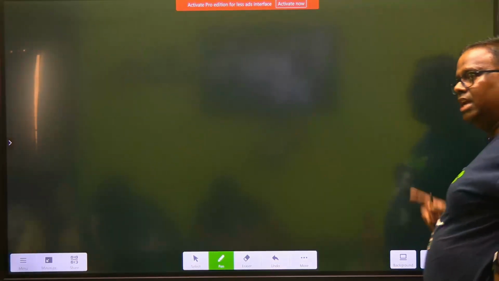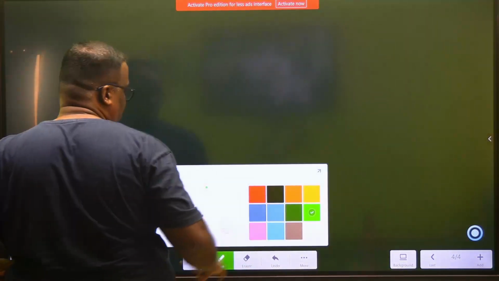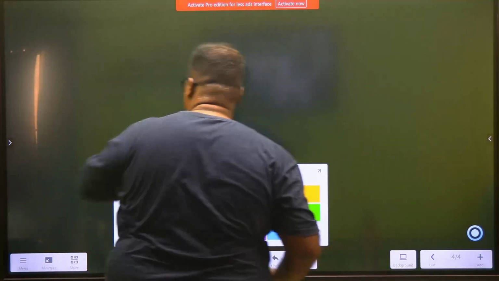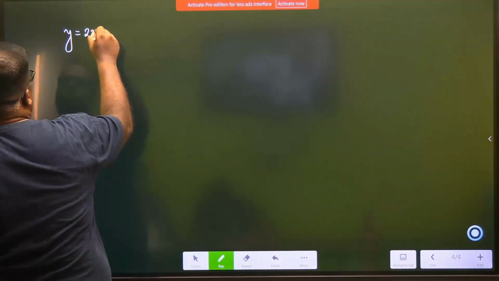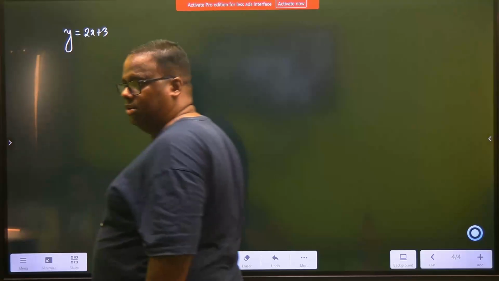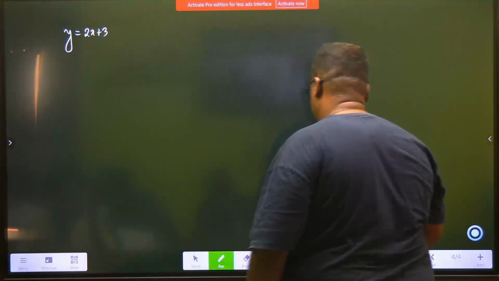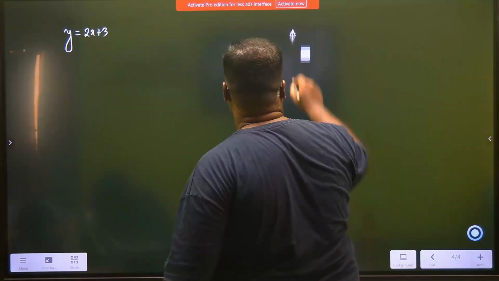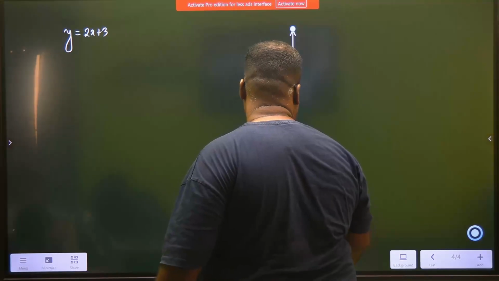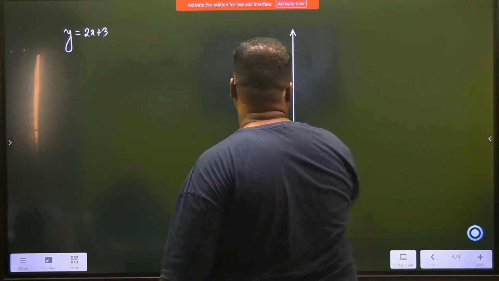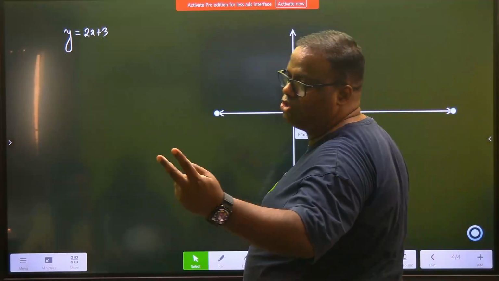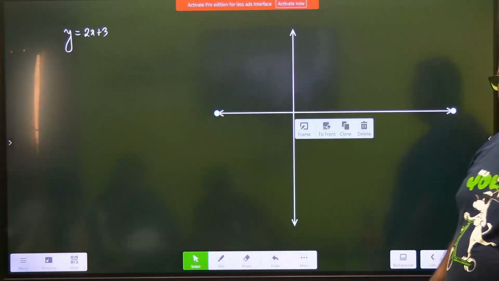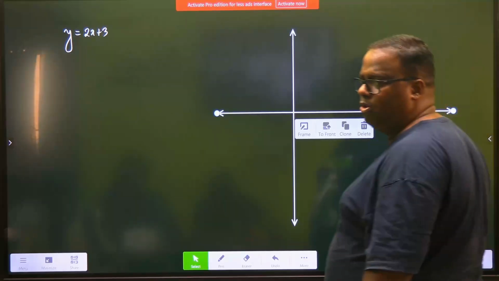Let's now try to plot a line. And then we come back and we will be able to plot everything. Let's take an equation y equal to 2x plus 3. Right? Let's try to plot this line, y equal to 2x plus 3. To plot a line, how many points we want? We want just 2 points, nothing more than that. With 2 points we can plot a line.